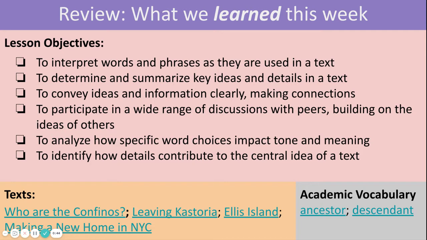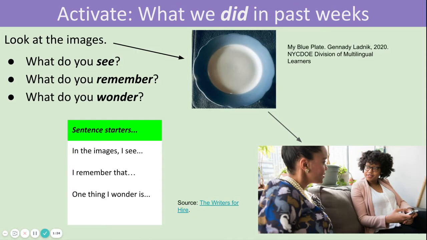This slide goes over the lesson objectives from the previous week, so lessons 4.1 to 4.4. The texts are all linked right here, as well as links to the academic vocabulary if the students need definitions. The most important objectives come right here: analyzing how specific word choices impact tone and meaning, and identifying how details contribute to the central idea of a text. So students will be writing their own text in this lesson, and we will talk a little bit more about that in a couple of slides.